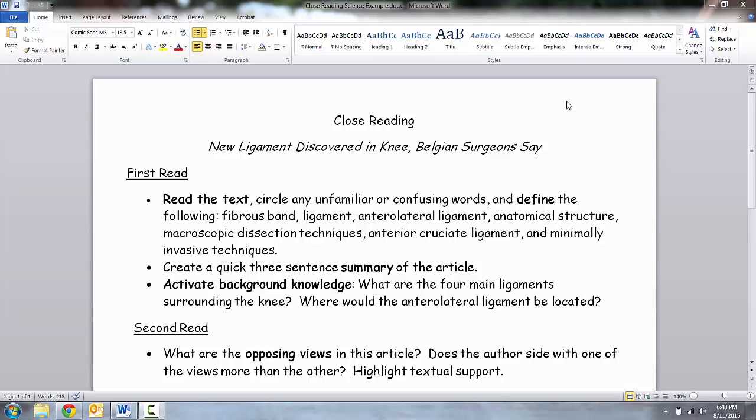They will also be very familiar with directional terms. So right away, they should know that the anterolateral would mean anterior is the front, lateral is the side. So those are, again, things that they should know already.